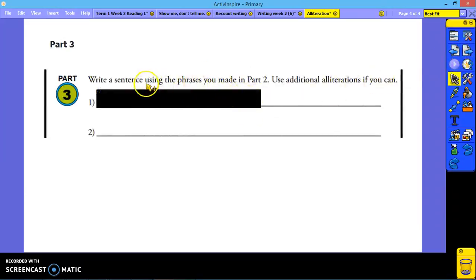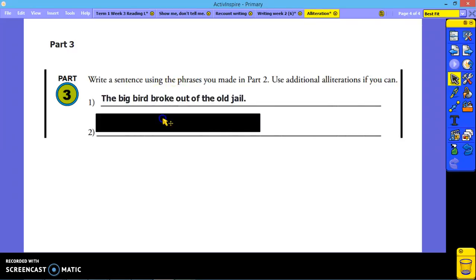Part 3, we need to write a sentence using the phrases we made in part 2. Use additional alliterations if you can. Okay, so we need to write a whole sentence now. We only came up with the 2 words earlier, so now we need to write the whole sentence. Here's the example I came up with for big bird. The big bird broke out of the old jail.